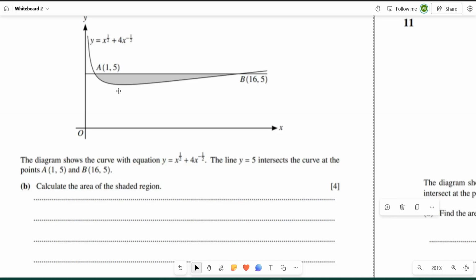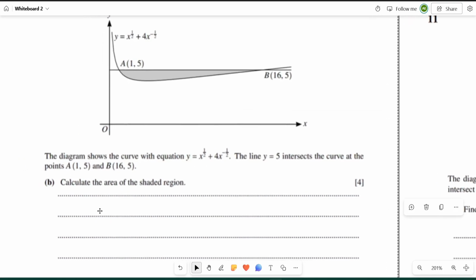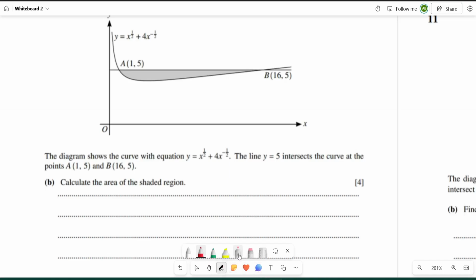And that it intersects the curve at the points (1, 5) and (16, 5). Calculate the area of the shaded region. Okay. To calculate the area of the shaded region, I need to think about what I'm going to do here.